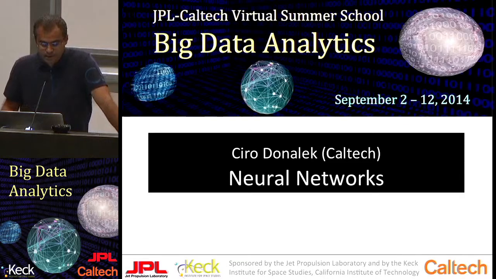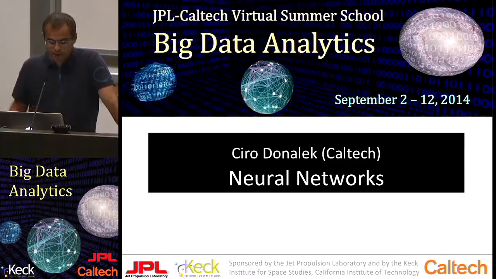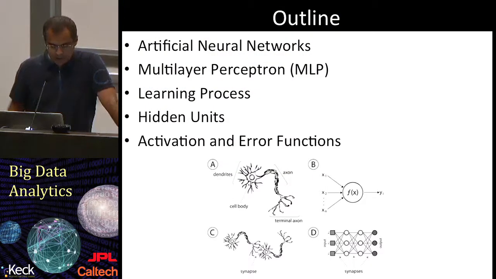Hi, in this second module on classification, we'll go into more detail about neural networks. I'll start by giving a general definition of neural network and focus on the multi-layer perceptron. I'll show how to choose the different parameters involved in the network building, such as hidden units, activation, and error functions.